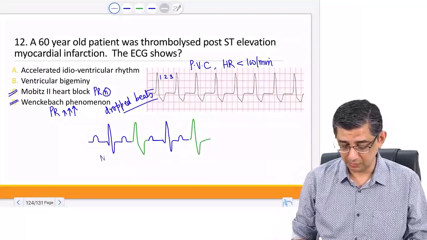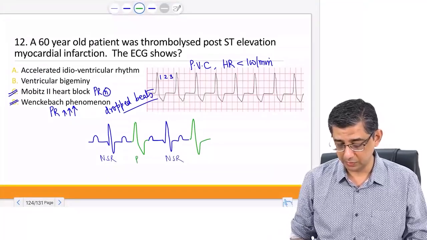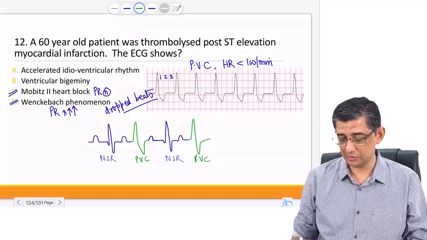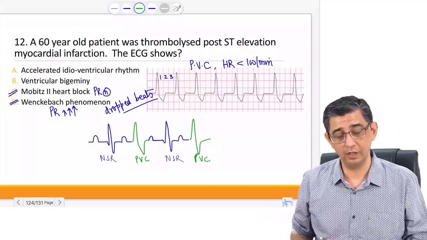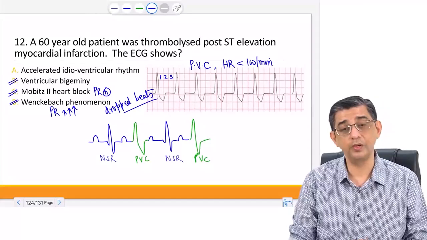In fact, I'll just highlight the names here. This is NSR, normal sinus rhythm, and the green that I've highlighted is the premature ventricular contractions. Because this is going to be alternately present, we call it a ventricular bigeminy. This option has been ruled out since this ECG definitely does not look like this.